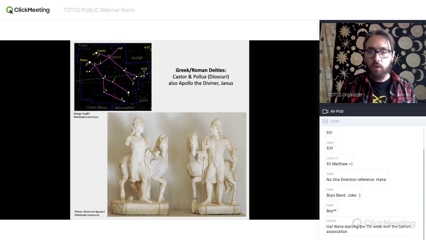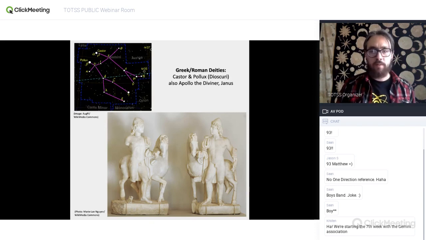And so, let's see, what's some other stuff about their mythology. They're often associated with horses. They're often depicted with horses. That's a big part of their iconography. They were known as great horsemen. They're also sailors, so they sail with Jason on the Argo, and were often seen as the protectors of sailors.